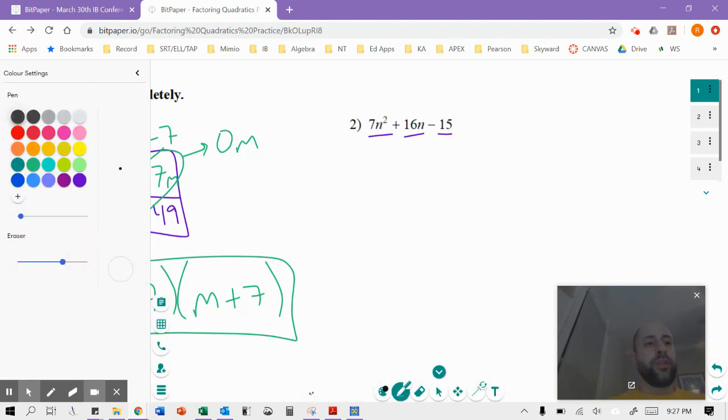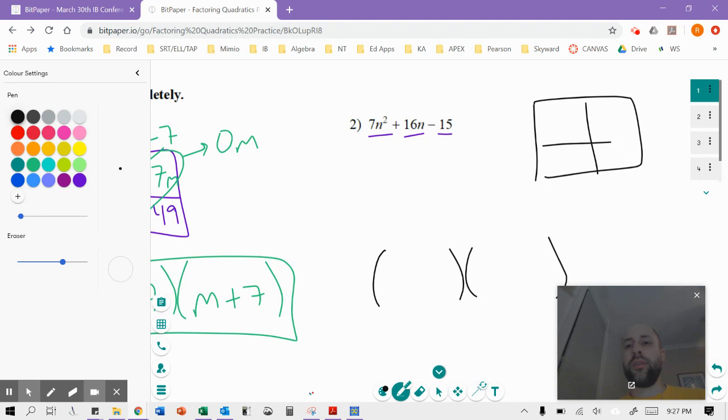So number two, keeping in mind what our goal is. Remember, our goal is to come up with the two factors that create this expression here. So again, we can use the box, but some of you are probably getting good enough that you don't really need to use the box setup at this point. So let's go ahead and try this both ways.